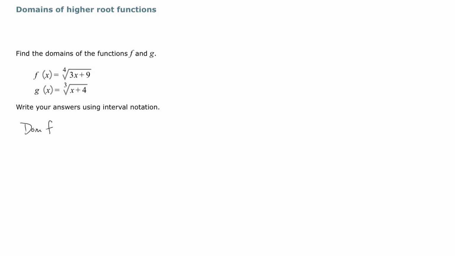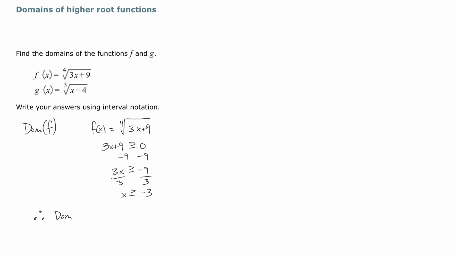Finding the domain of f. Because f of x has an even root, we're going to start off like this. We take 3x plus 9 is greater than or equal to 0. And then subtract 9, 3x is greater than or equal to negative 9, and divide both sides by 3. And we get x is greater than or equal to negative 3. Therefore, what is the domain of f in interval notation? It is bracket negative 3 and then shade towards infinity.